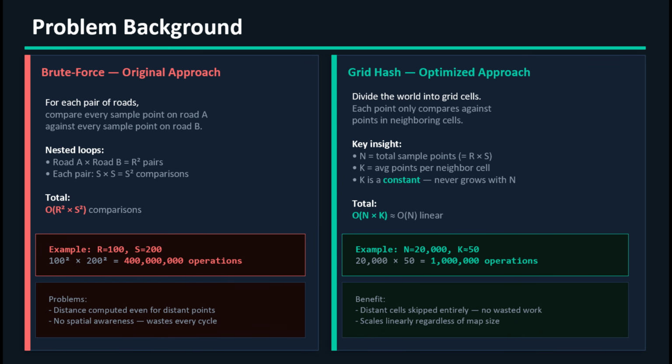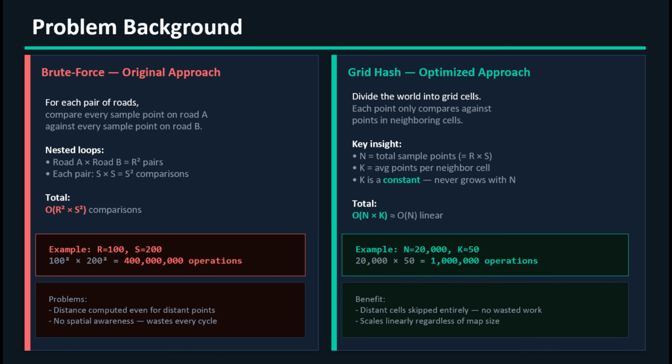In the brute force algorithm, for every pair of roads, we compare each point on road A against every point on road B. That means we have a double for loop. S is the number of sample points per road, so both road A and road B have S points. So for one pair, that's S times S comparisons. And R is the number of roads, so in total, we are doing R² times S² comparisons. For example, if we have 100 roads and 200 sample points each, that's 100 squared times 200 squared, so the total will be like 400 million operations.